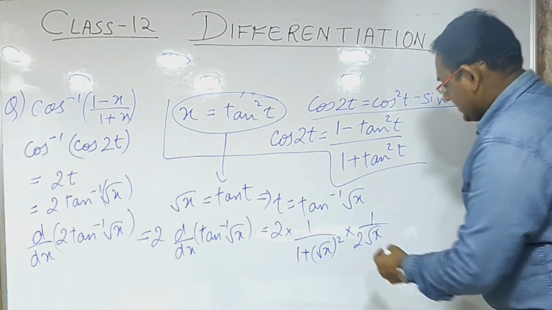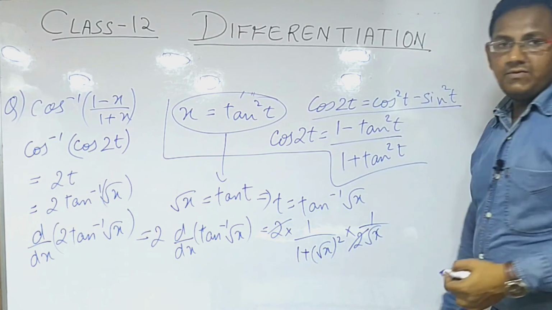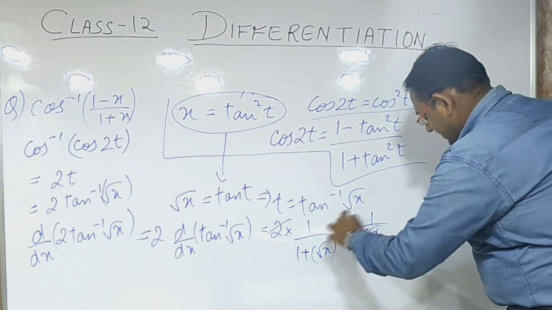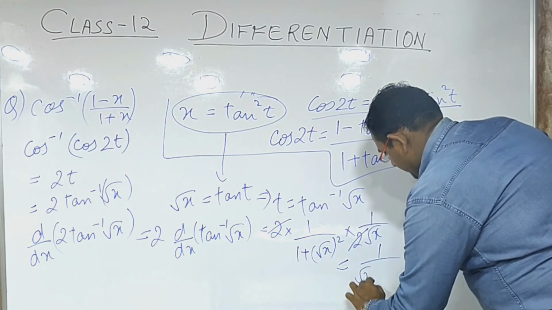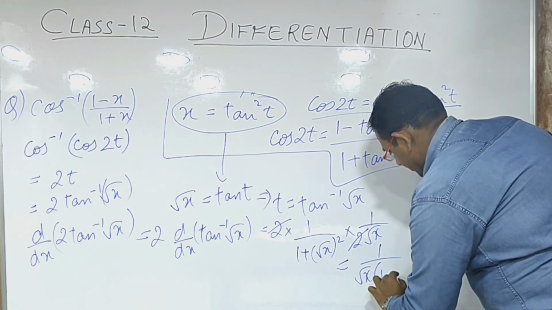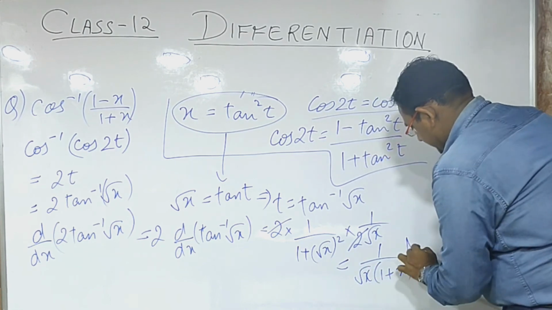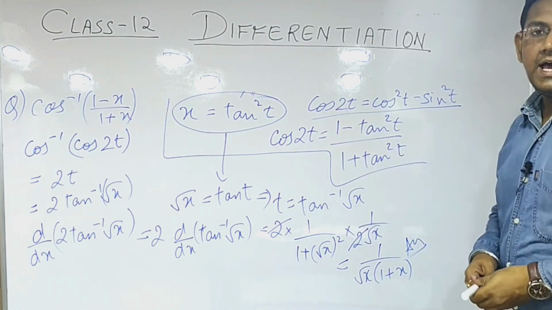Now if we simplify this, 2 and this 2 will cancel out each other, and this entire portion can also be written as 1 by root over of x bracket 1 plus x. So this will give you your answer.